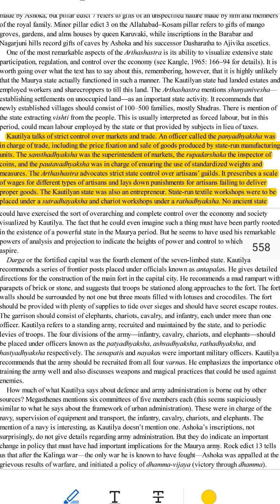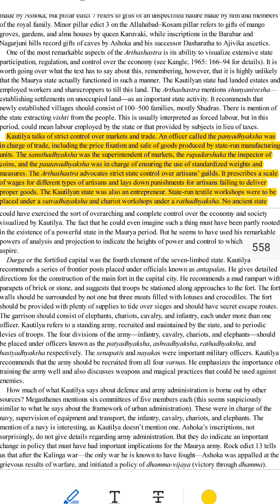If an artisan didn't deliver the proper goods, they could be punished. Example, if a carpenter makes a table, but it's not built properly, the government could fine or punish him for poor work.